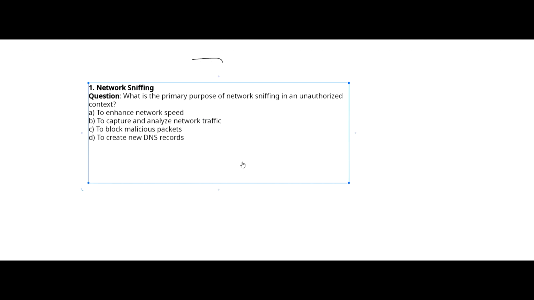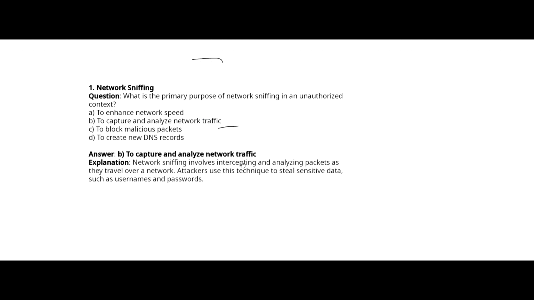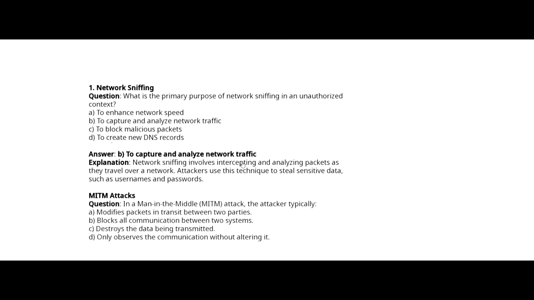Now, the next question is from this MIT material. In a man-in-the-middle attack, the attackers typically modify the packets in transit between two parties, block all communication between two systems, destroy the data being transmitted, or only observe the communications without altering it.